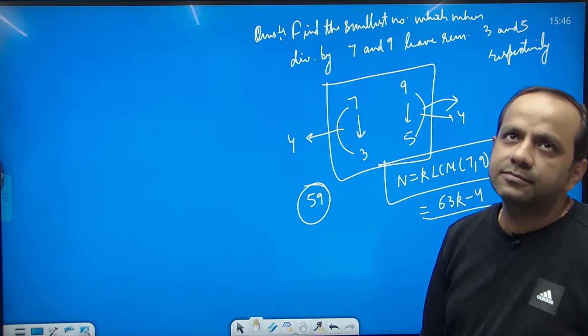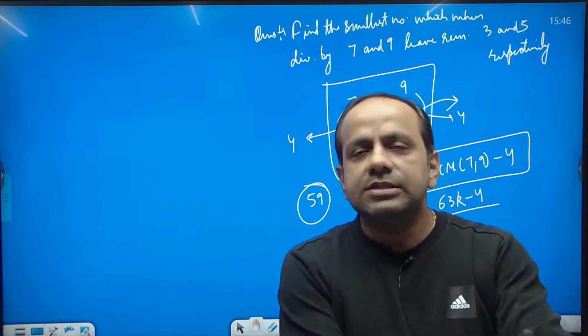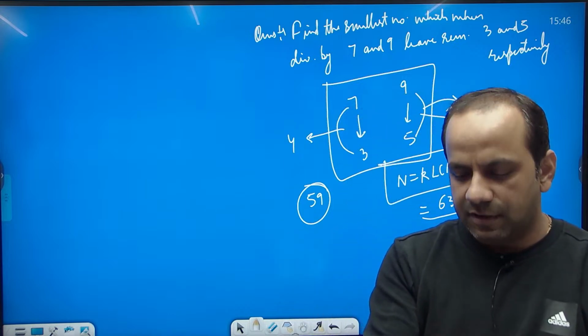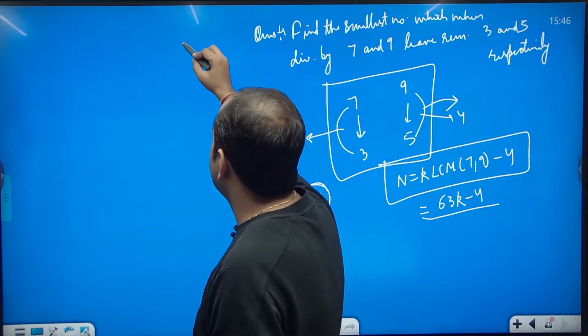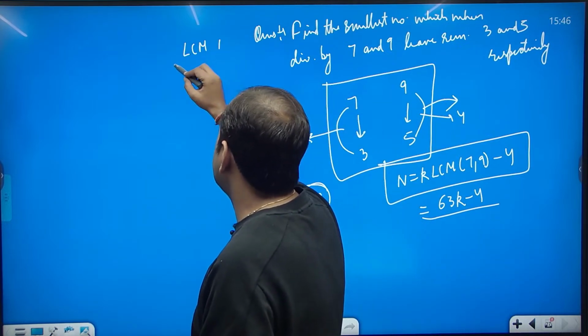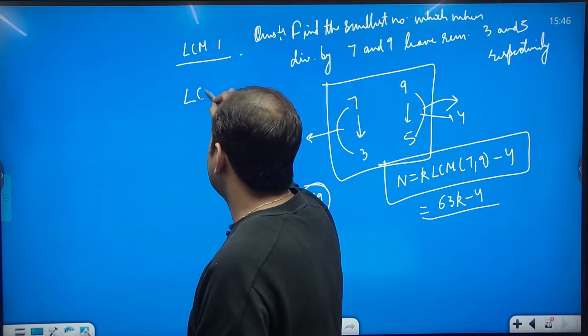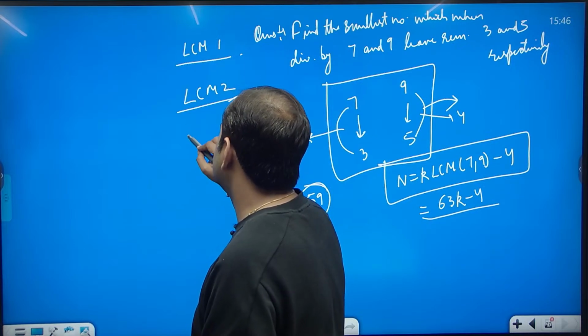I hope this is clear. So this is the second type of question. Second type of, देखो मैं आपको एक और बात बता रहा हूँ. We have 3 types of LCM question. This is LCM 1 model, LCM 2 model and LCM 3 model.